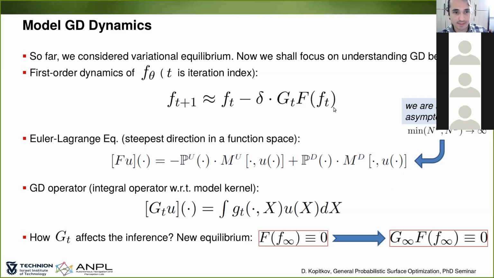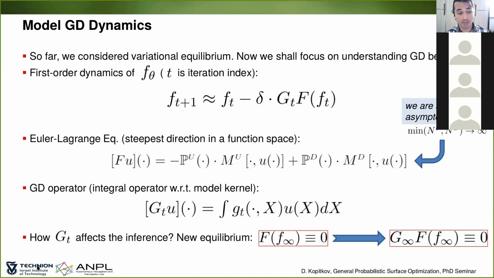So this part, this F_t, is just the steepest direction in a function space towards our minima of the loss. Just the direction where we should go to achieve the global minima. And this global minima is basically the function that satisfies the Euler-Lagrange equation. Further, G_t is the integral operator with respect to the model kernel described here, and we can think of it as just an infinite dimensional matrix. So we basically have here a matrix vector product.